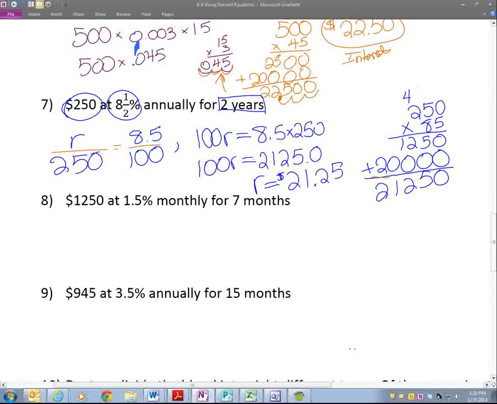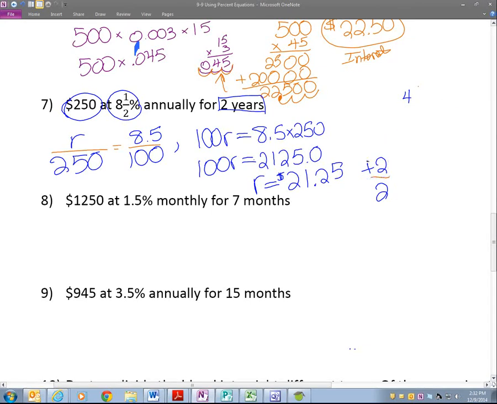So what we just found out was what? What is this, 21.90 or 21.25? What is that? What is it? Someone? I really like that you guys have been participating so much, but I want to mix it up a little bit. What did we just find? What is that, 21.25? Interest. Yep.